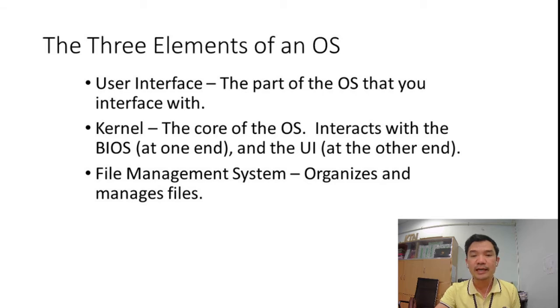So there are three major elements in an operating system, and that one is user interface, since we know that it's an interface between your computer hardware and the user, you as a user or your application itself. So we have three major components: the user interface, the kernel, or the core of the operating system, and the file management system. So the first one is user interface, the part of the operating system that you interface with. So in our case, we are interacting with operating systems along with your applications.